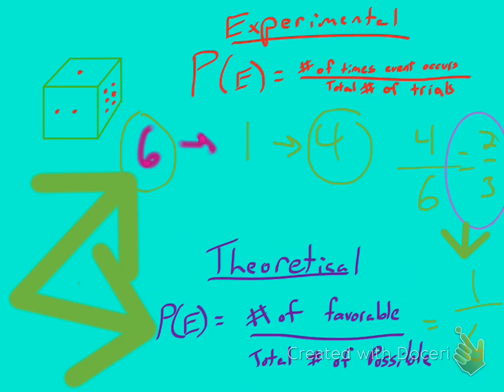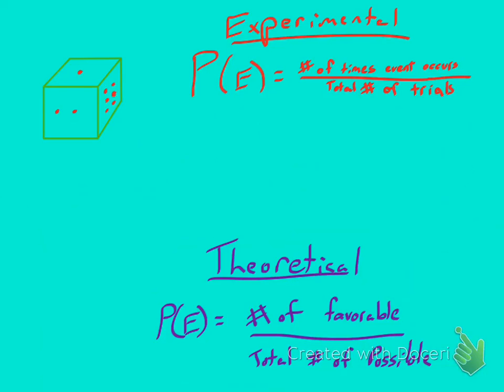So here's an example. Let me clear all this because I've already written on it. All right. So experimental probability. How you calculate it is the number of times the event actually occurred over the number of trials. So here's my dice right here. Let's say I'm going to roll it 6 times. Out of the 6 times that I rolled it, the first time I rolled a 2, the second time I rolled a 3, third time I rolled a 3, fourth time I rolled a 4, fifth time I rolled a 1, sixth time I rolled a 1.